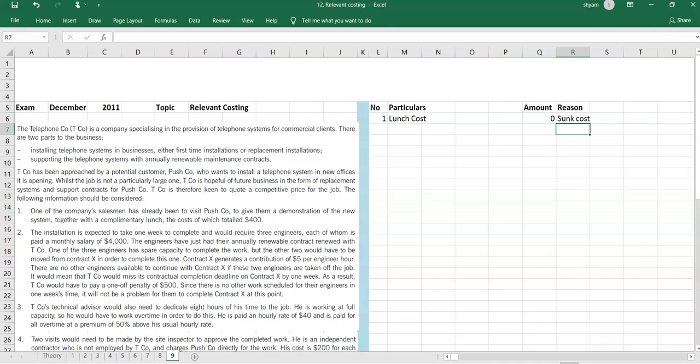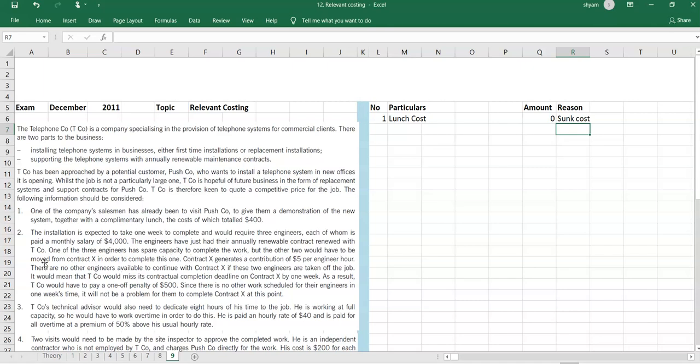Next, the installation is expected to take 1 week's time. One week to complete, and it would require 3 engineers, each of whom is paid a monthly salary of 4,000. So they are like full-time employees, and they are paid 4,000. So this is not a relevant cost, because any other way they are paid. The engineers have just had their annually renewable contract renewed with TCO. So again, irrelevant.